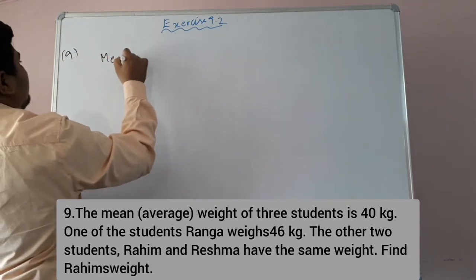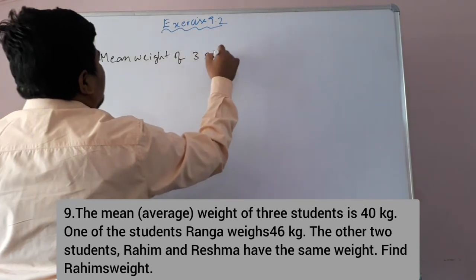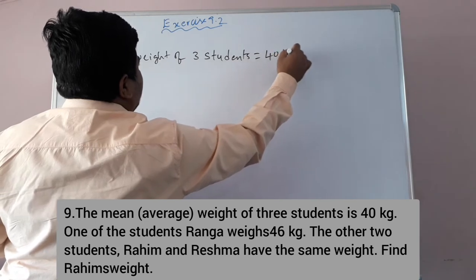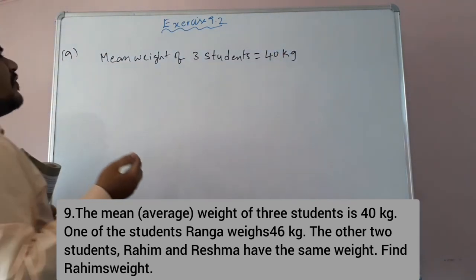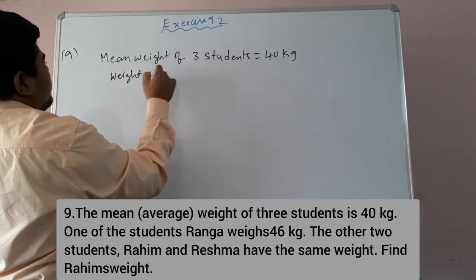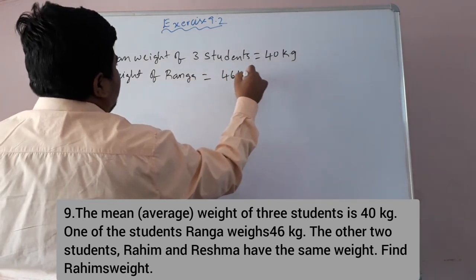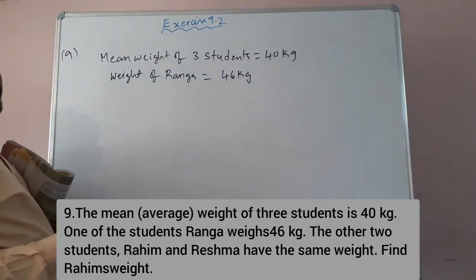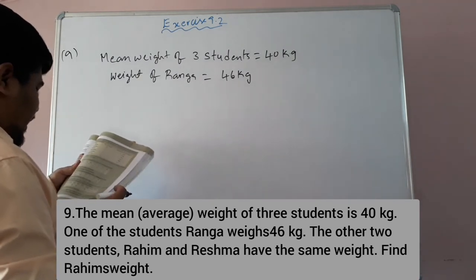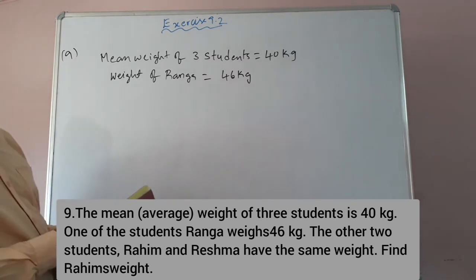Mean weight of 3 students, how much? 40 kg. Now the weight of one of the students is given. So he is Ranga. The weight of Ranga is 46 kg, children. And the other 2 students, who are they? Rahim and Reshma are having the same weight. They are asking us to find Rahim's weight.